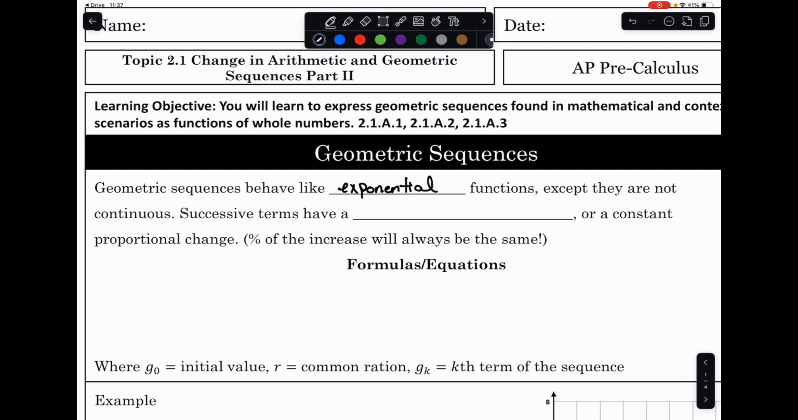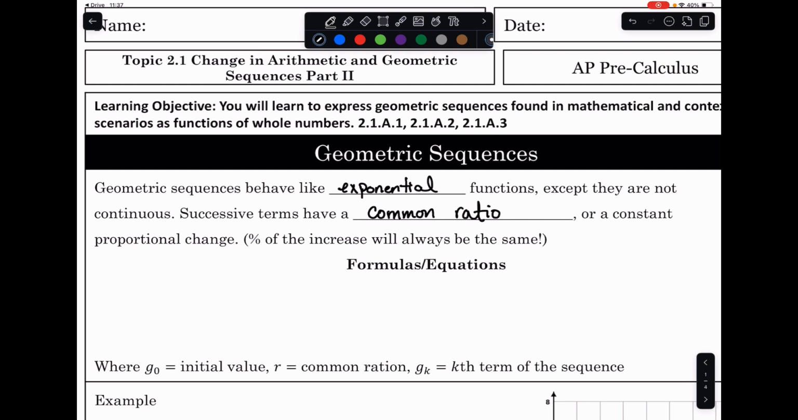Now, successive terms have what is called a common ratio instead of a common difference. What this means is that there's a constant proportional change. So the percent of increase or decrease is always going to be the same. Now, the two formulas that we have for the geometric sequence are the following.